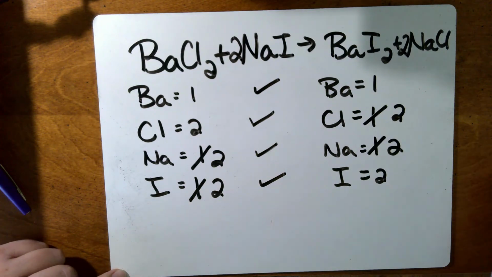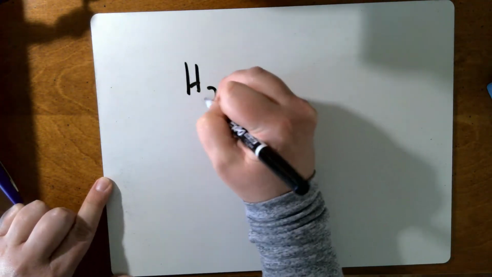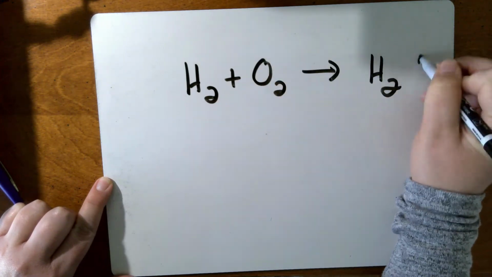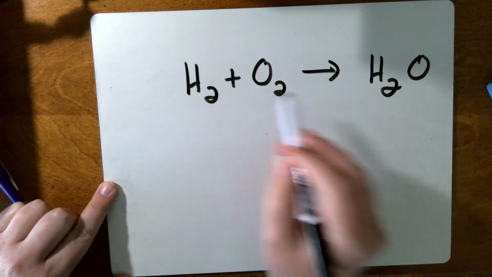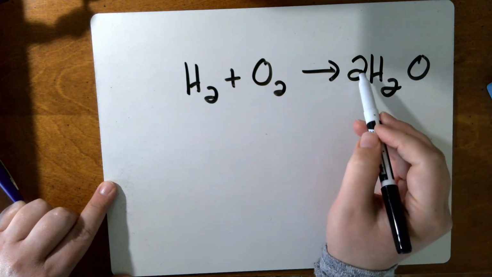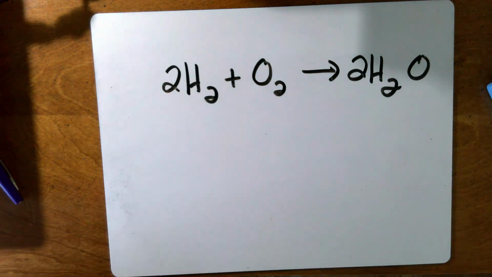Now the second method is called balancing by inspection. And that's just a fancy way of saying figuring it out in your head, okay? So for example, if I have H2 plus O2 yields water, again, I might look at this and say, okay, well right now hydrogen's balanced, but oxygen isn't. So I'm going to put a 2 here to balance oxygen. Now I have 4 hydrogens, so I need a 2 here to balance that. So it's basically the same as the inventory method, you're just kind of doing the inventory in your head.